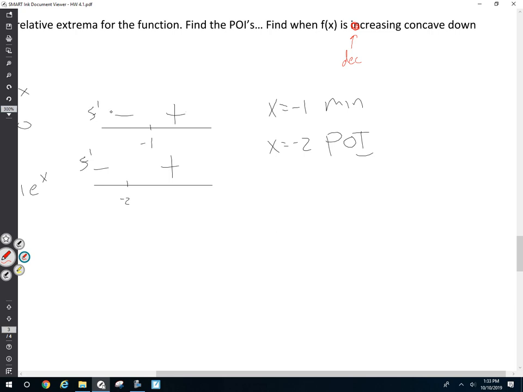Decreasing concave up. F prime is negative. That means F is going down. F double prime, whoops, is negative. That means F is concave down, then concave up. F is decreasing. That's from negative infinity to negative 1. Concave down. That is from negative infinity to negative 2. So it'll be negative infinity to negative 2. Sure.